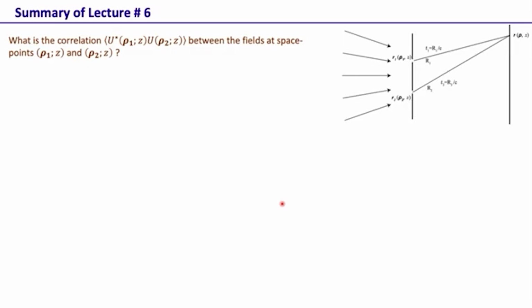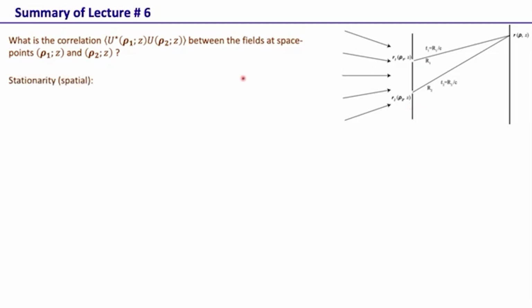Before we start, let's look at what we covered in lecture number 6. In lecture number 6, we were studying this generic question in the spatial degree of freedom as to how to quantify the correlation between the field vibrations at two separate space points, rho 1 z and rho 2 z. The way to do that is to pick up some field from rho 1 z, some field from rho 2 z, combine them at some other point rho z, and then by studying the intensity at this point, one can study the correlation between the fields at these two space points.